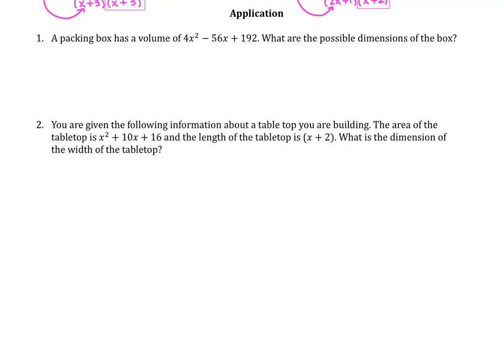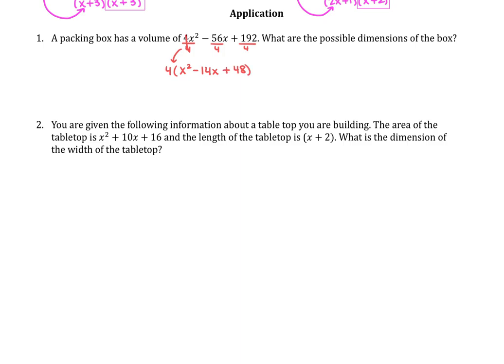So the first thing I'm going to do is look at that first term and that last term to see if there's a GCF. There is a GCF. 4 actually goes into both. So I need to double check, does 4 go into negative 56? The answer to that is yes. So I'm going to divide all 3 of those by 4 to start. Remember that 4 is going to come out in front of parentheses. 4x squared divided by 4 will leave me just x squared. Negative 56 divided by 4 leaves me negative 14x. And 192 divided by 4 leaves me 48.